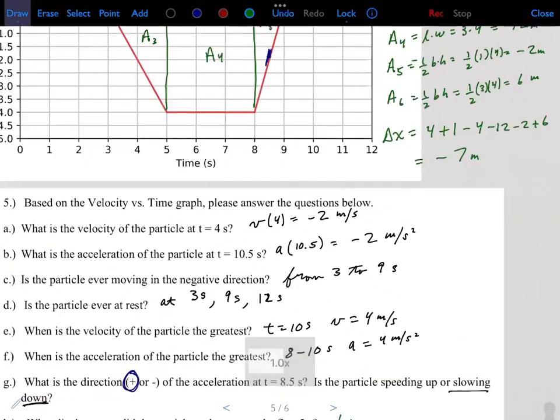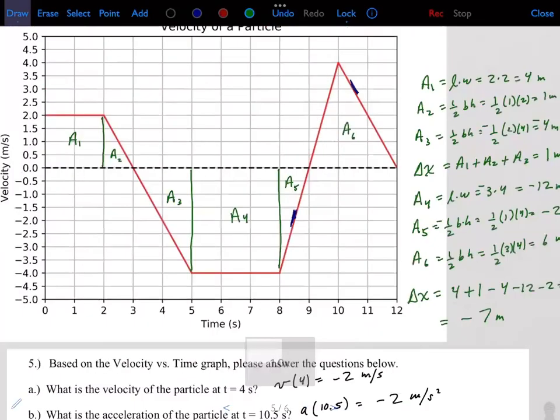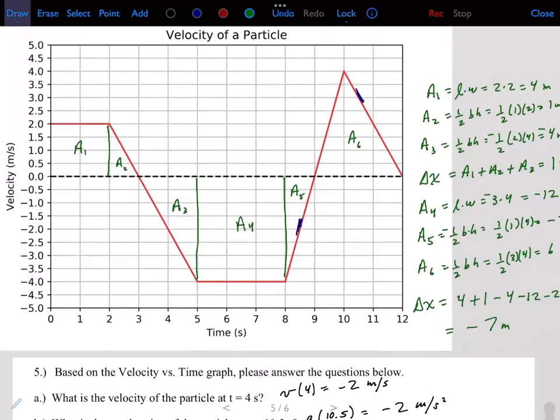So basically, whatever position you started at, you're going to end up negative 7 meters to the left of where you started. And the reason why that's true is this particle is spending more time with a negative velocity than it is with a positive velocity. So they're moving forward, backwards a lot, and then forward a little bit again, but they're going to end up further back than where they started.